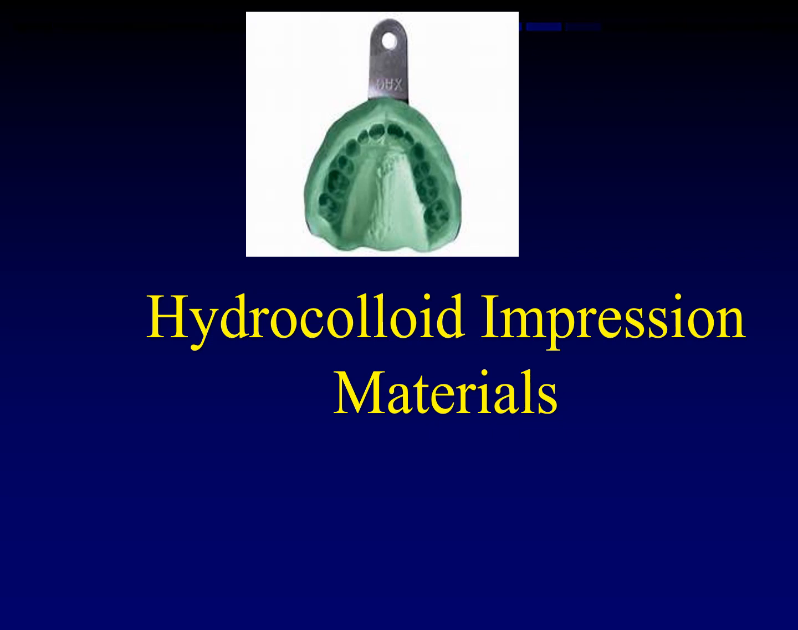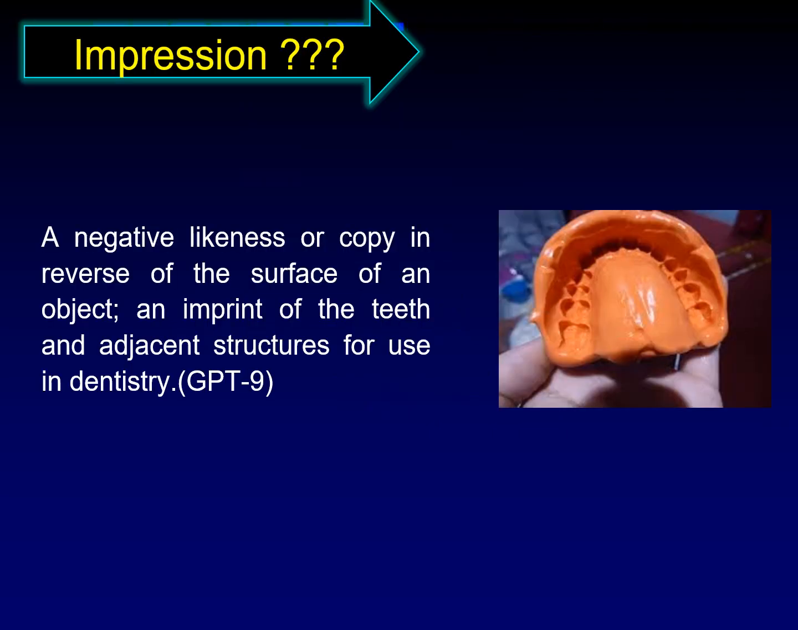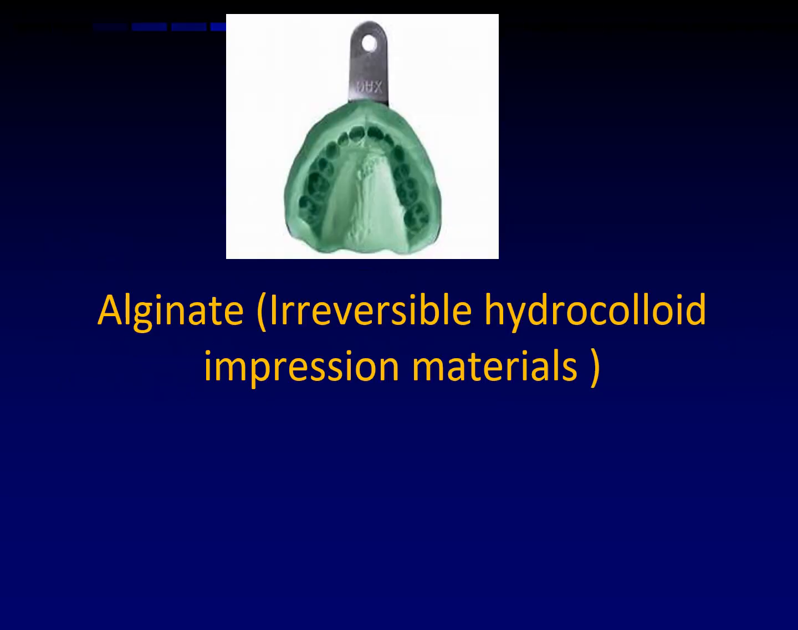Good morning. This lecture is on clinical implication of alginate impression material. We all know that impression is a negative likeness or copy in reverse of the surface of an object and imprint of the teeth and adjacent structure for use in dentistry. For making any kind of dental processes, we need to use some impression material. It may be a hydrocolloid or it may be elastomeric impression material or it may be a rigid impression material. Alginate is an irreversible hydrocolloid impression material, most commonly used impression material in dentistry.